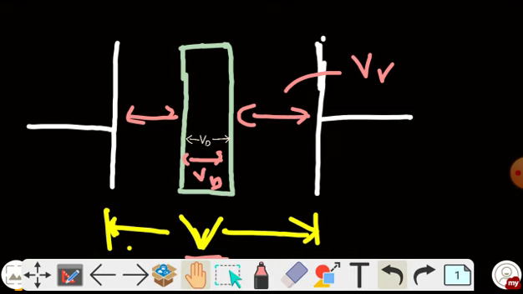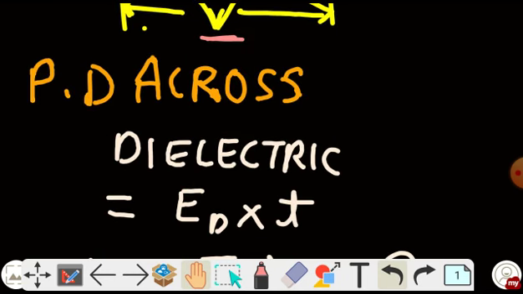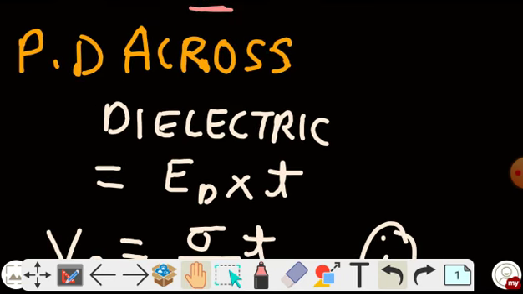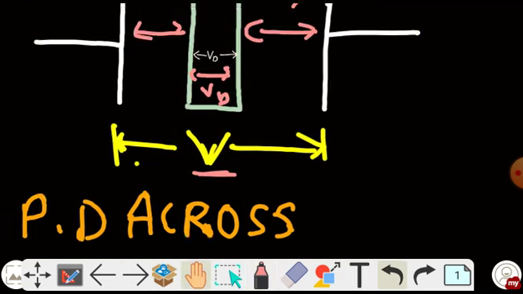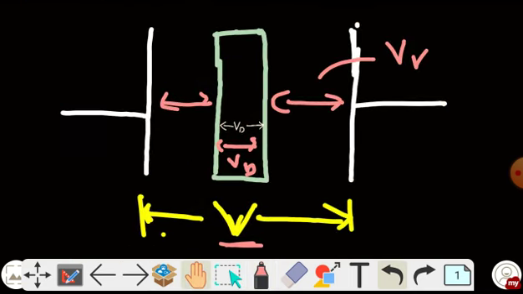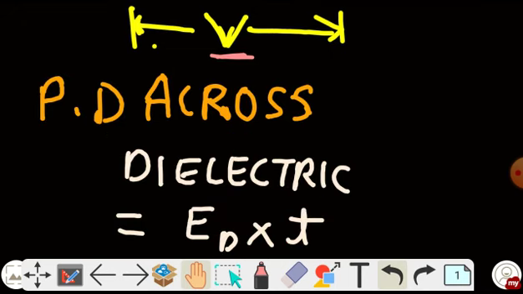Let's find out separately. So first find out the potential drop in the dielectric region. The potential drop across the dielectric will be how much? See, Ed into T. Why? Because within the dielectric region the electric field is Ed. We have denoted it with Ed, and if you see the diagram properly, the thickness of the dielectric is only T, and since within the whole thickness T the electric field is constant, that is Ed.